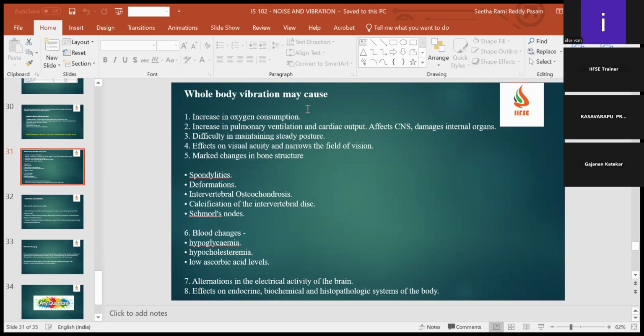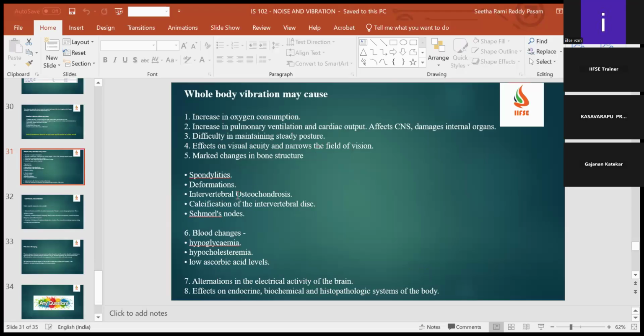Whole body vibration may cause an increase in oxygen consumption, increase in pulmonary ventilation or cardiac output, and also difficulty in maintaining a steady posture. These are the effects of whole body vibration, along with effects on visual acuity, and it narrows the field of vision. So the vibration also makes the eyesight narrower, then marked changes in the bone structure as well.